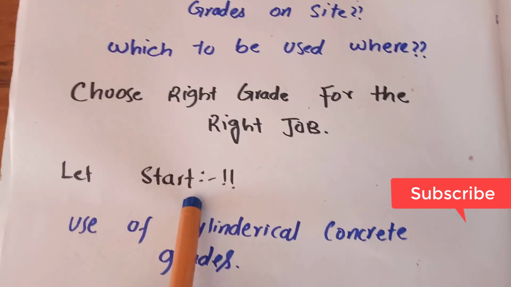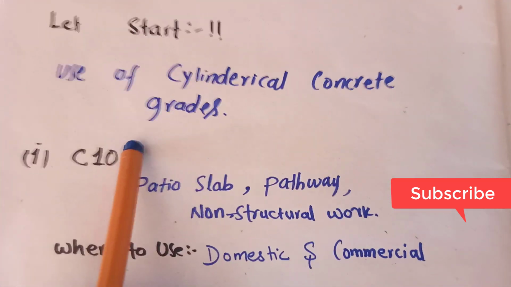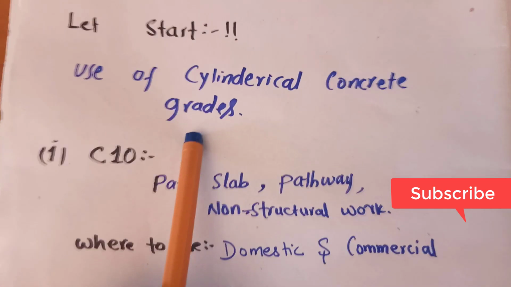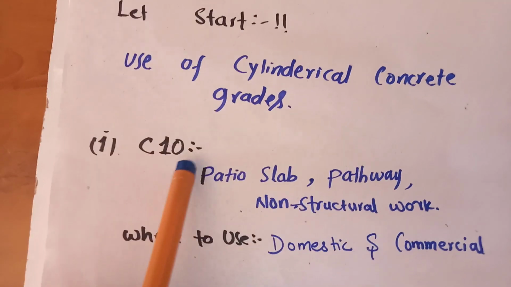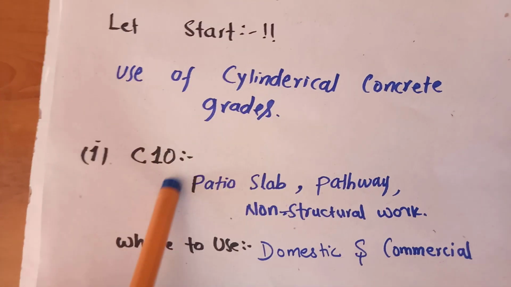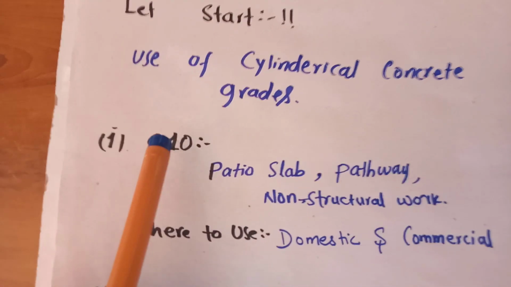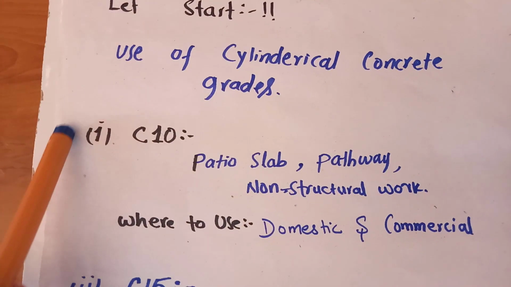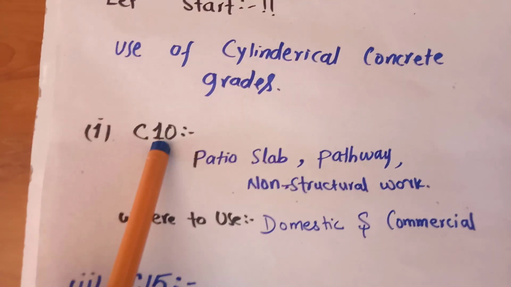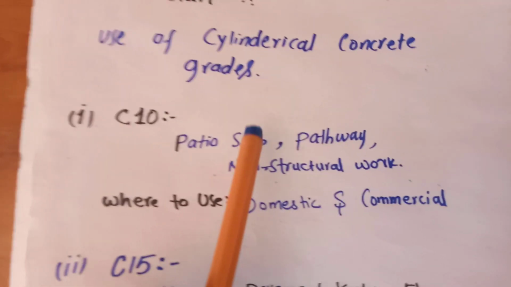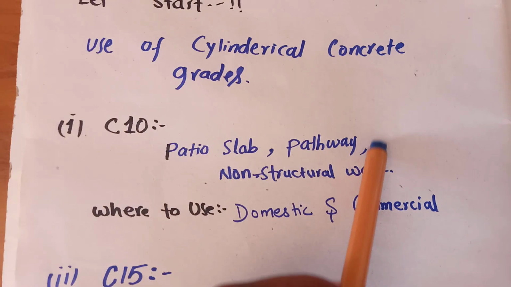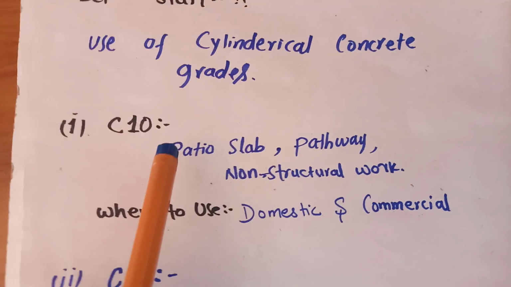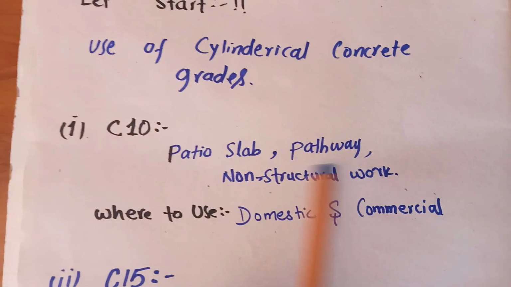Okay, so let's start. Use of cylindrical concrete grades. What are cylindrical concrete grades? They are written as C. C as mix ratio, 10 as 28-day strength in megapascal. So the minimum grade in cylindrical concrete is C10. This is used for patio slabs, pathways and non-structural work. This is only applicable for these.